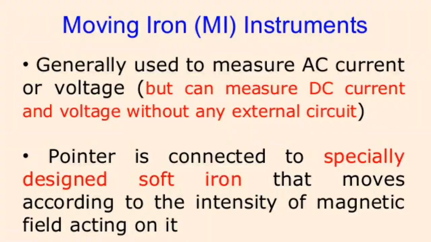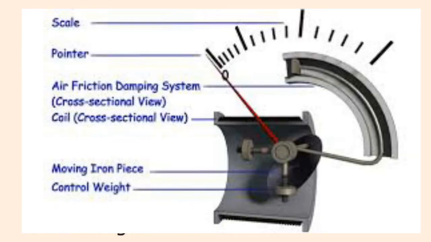What is the construction of a moving iron instrument? The plate or vane of soft iron is used as the moving element of the instrument. The vane is so placed that it can freely move in the magnetic field of the stationary coil. That means a vane or plate of iron is used as the moving element in a moving iron instrument.